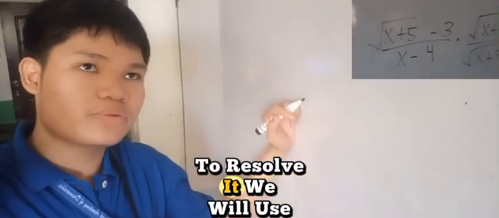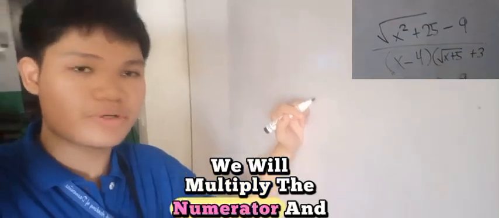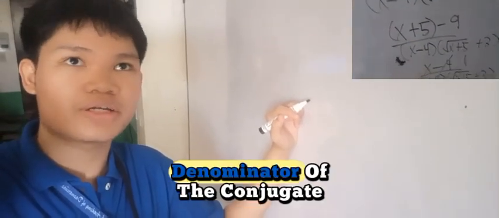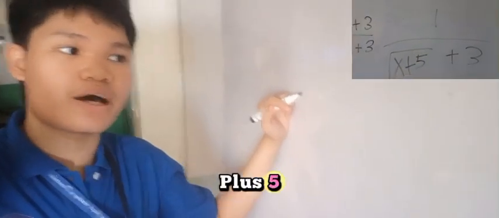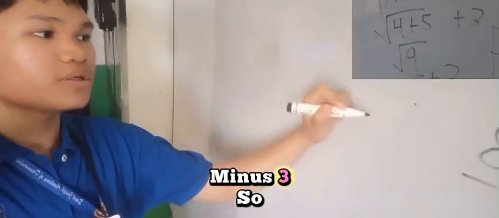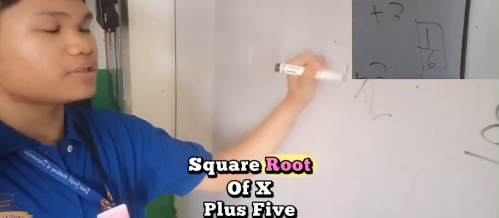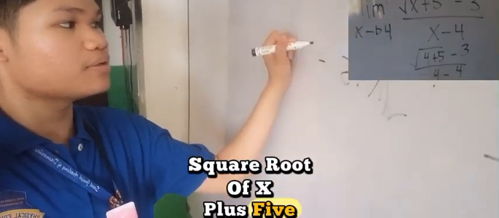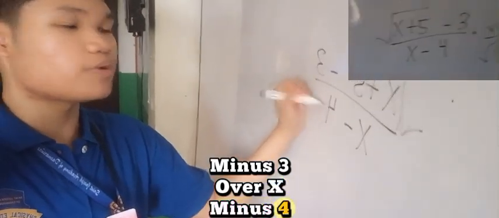To resolve it, we will use the conjugate method. We will multiply the numerator and the denominator by the conjugate of the numerator, square root of x plus 5 minus 3. So we will rewrite the form: square root of x plus 5 minus 3 over x minus 4.